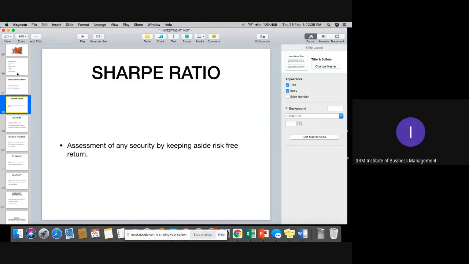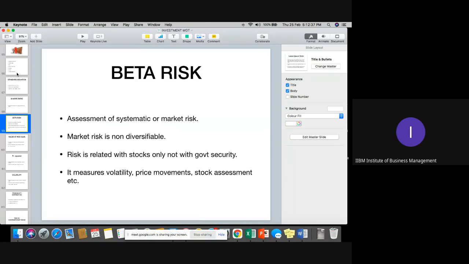Yes. The next part we have is the beta risk. Beta risk is basically the assessment of market risk, or systematic risk. Whenever we are assessing the non-diversifiable risk, or inherent risk, of any stock or investment option, this type of risk assessment is called your beta risk. This beta risk basically measures the volatility, the price movement, and stock assessment. Volatility is the fluctuation in the prices of any share, so that will come under the category of beta risk calculation.